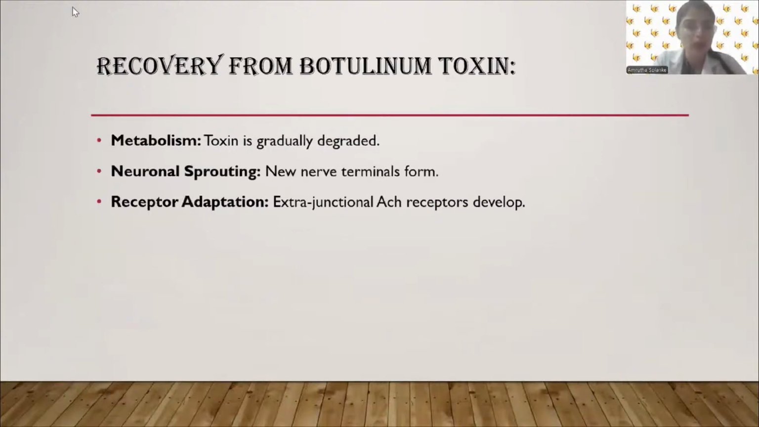However, the recovery from botulinum toxin happens because of three mechanisms. One is the metabolism of the toxin in the body, the neuronal sprouting, the new nerve terminal formation, the receptor adaptation, the extrajunctional acetylcholine receptor development.